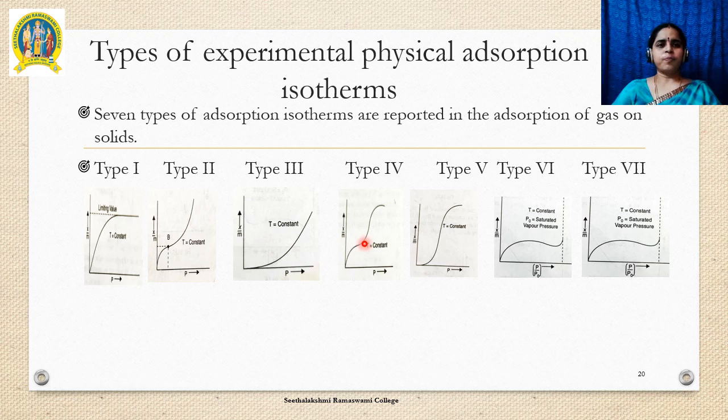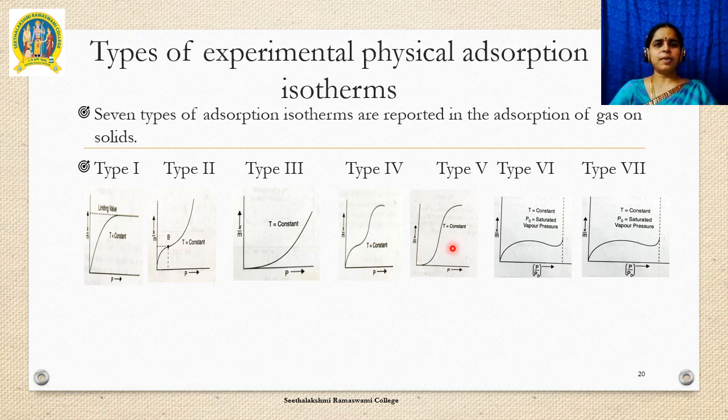Type 4. This type is a physical adsorption that takes place on porous material, followed by capillary condensation. It is the duplication of type 2 isotherm. It has a tendency to reach a saturation state after the multilayer formation. So the curves look like this.